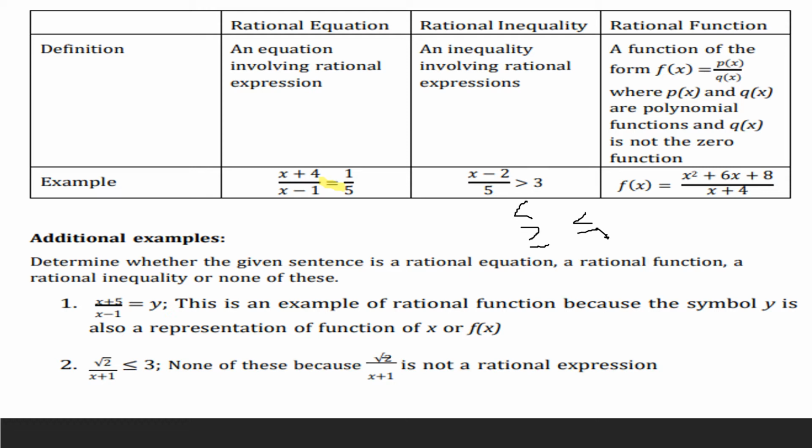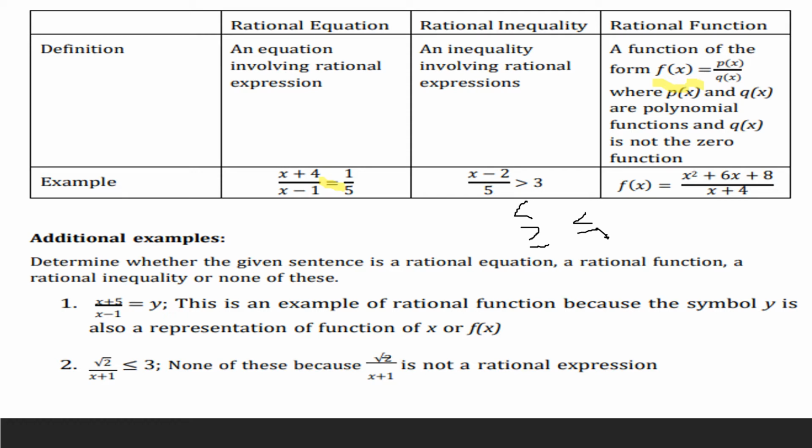Now, let's take a look at the definition of a rational function. For a rational function of the form, so as I have mentioned in the lesson about function, when we talk about function, lagi tayong gumagamit ng symbol na f of x, r of x, so it's a notation, which is equal to p of x over q of x. And then, take note that q of x is not the zero function. Example, f of x equals x squared plus 6x plus 8 all over x plus 4.